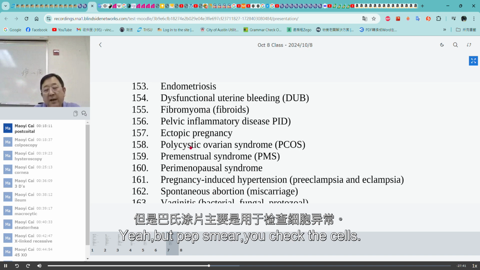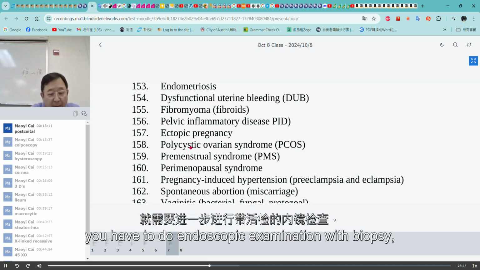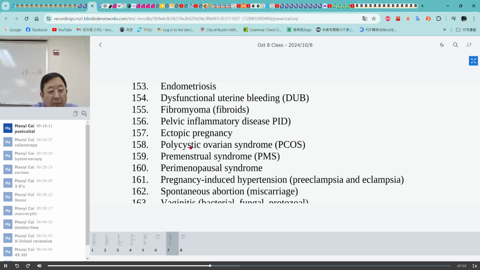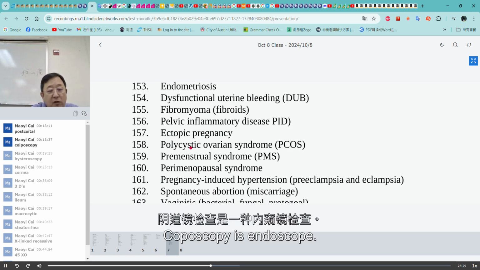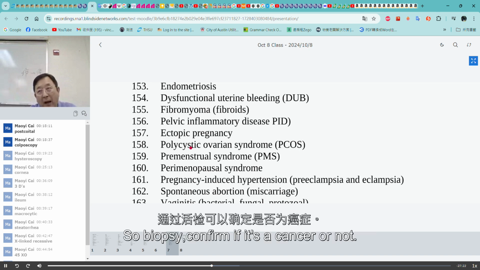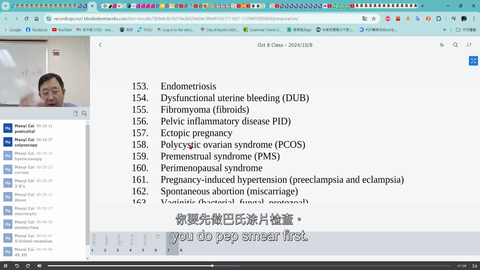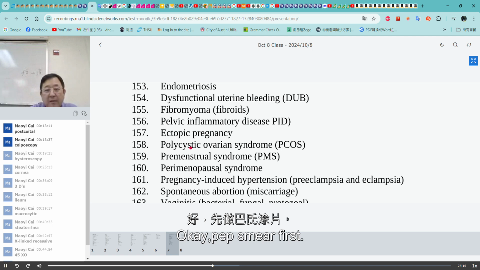But with a pap smear, you check the cells. If the pap smear is abnormal, you have to do an endoscopic examination with biopsy, which is called what? Colposcopy. Colposcopy is an endoscope, then you grab the tissue and send it to the lab. So the biopsy confirms if it's a cancer or not. But before you do colposcopy, you do the pap smear first. So this is cervical cancer.